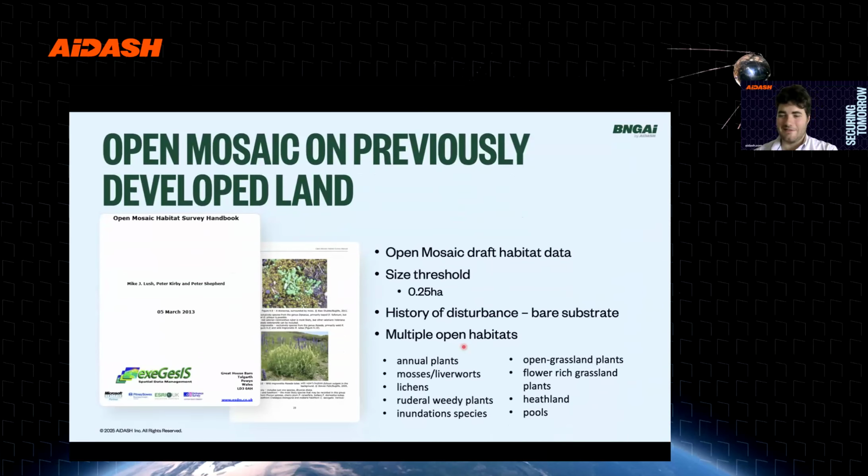Right. The next mosaic we're going to look at is the open mosaic on previously developed land. And this, again, has some really good guidance from Buglife from 2013 about how we map those habitats. The definition in that handbook, the Open Mosaic Survey Handbook, is slightly different from the UKHab definition. I have my own preference on which one I would use to map, but it's worth knowing that these two things are slightly different, and it's worth reading both to understand where this habitat comes from in terms of its definition history.